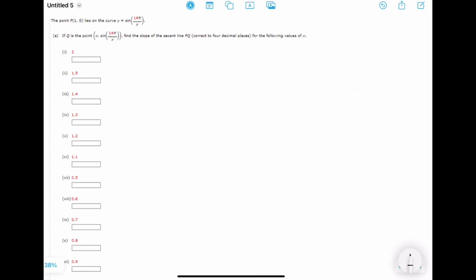So let's say you want to find the slope of a secant line for the following values of x. You're given an x and a formula and a point, like 1, in this formula here, and you're trying to find the slope of the secant line. Now the first thing that you should remember is that in order to find the slope, there's an equation: y2 minus y1 over x2 minus x1 is equal to the slope.